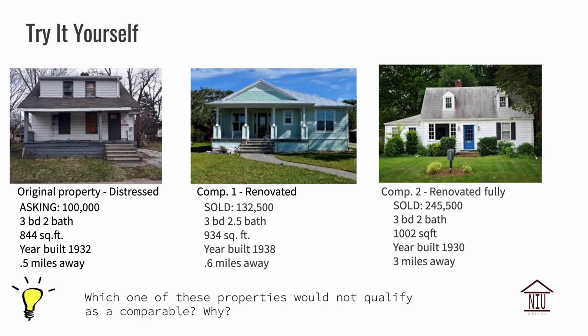Which one of these properties would not qualify as a comparable, and why? Comp number 2 is the property that would not count as a comparable because this property is 3 miles away from our original property. This property is not considered a comparable because it's quite a bit away, while the other one is only 0.6 miles away.